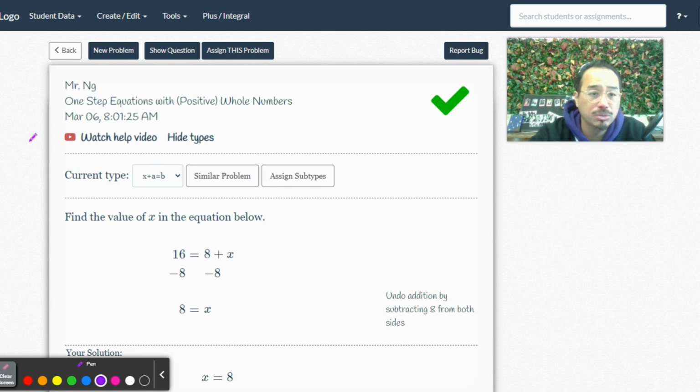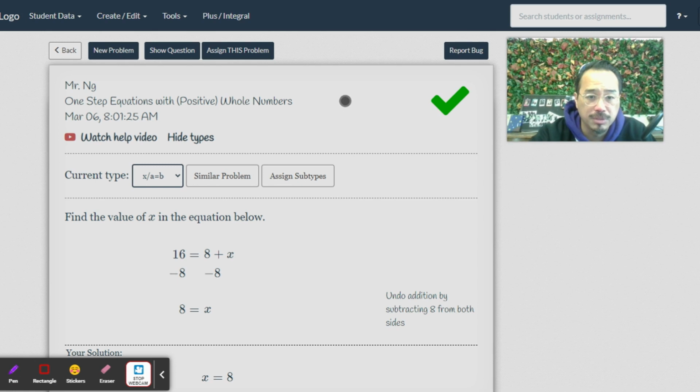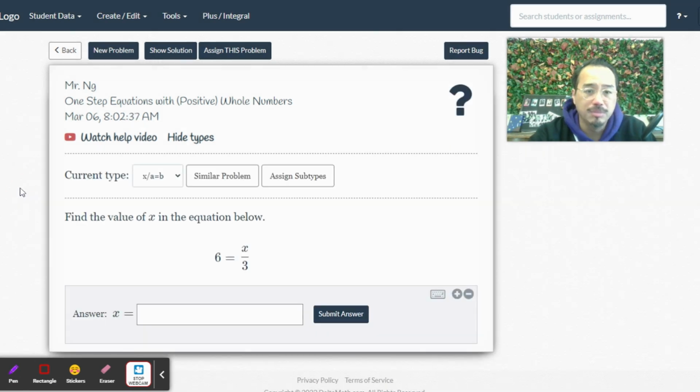So let's do maybe one more. I'm going to pick a different question. Let's do a division one. I have a feeling that many of you would want me to go over that. Again, O Manning style first. I want the x on the left side. So I'm just going to rewrite this. x over 3 equals 6.